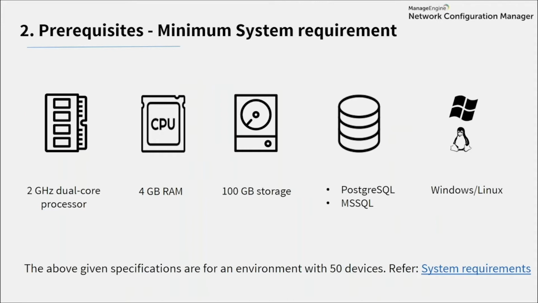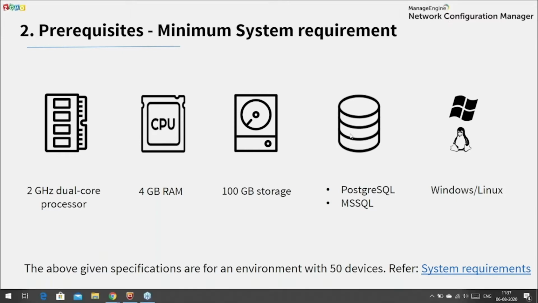So moving on to the prerequisites or the minimum system requirements. You'd need a 2 gigahertz dual-core processor, a minimum of 4 GB RAM, 100 GB storage, PostgreSQL and MSSQL, and the operating systems can be both Windows and Linux. So NCM runs on both of these operating systems. And these specifications are for an environment with 50 or fewer devices. If you have more than 50 devices, you can refer to our system requirements page on our website.